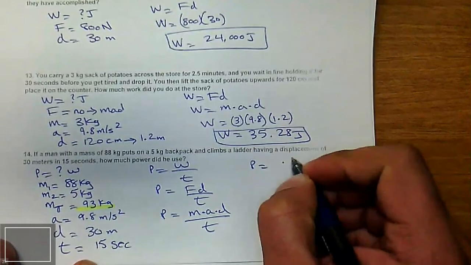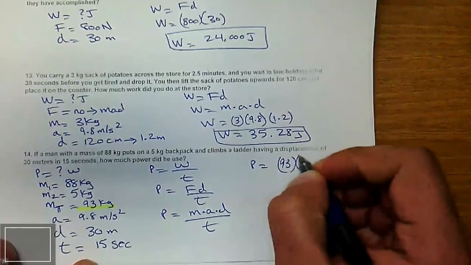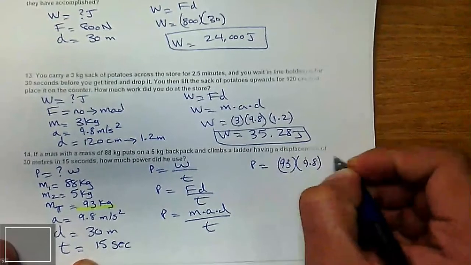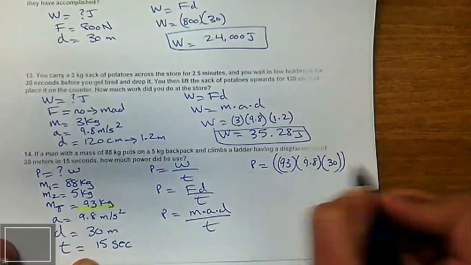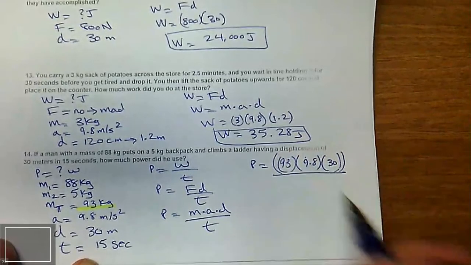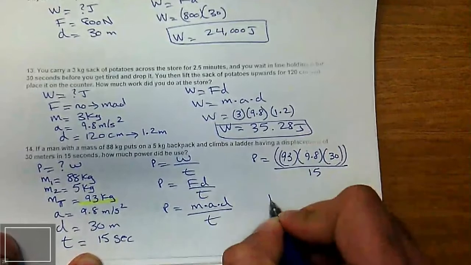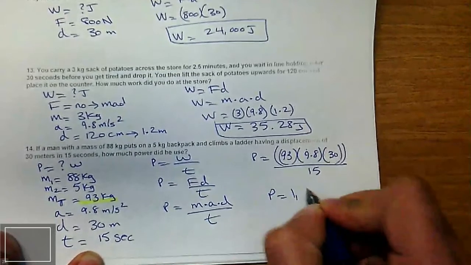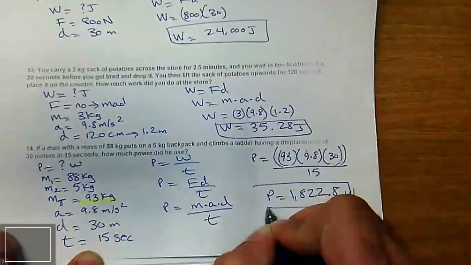Go ahead and substitute our values, and we get a mass of 93 kilograms times our acceleration of 9.8 times our displacement of 30. And I'm going to go ahead and put double parentheses because if you're punching in the calculator, you want to make sure that's done first before it gets divided by 15. And our power is equal to 1,822.8 watts.